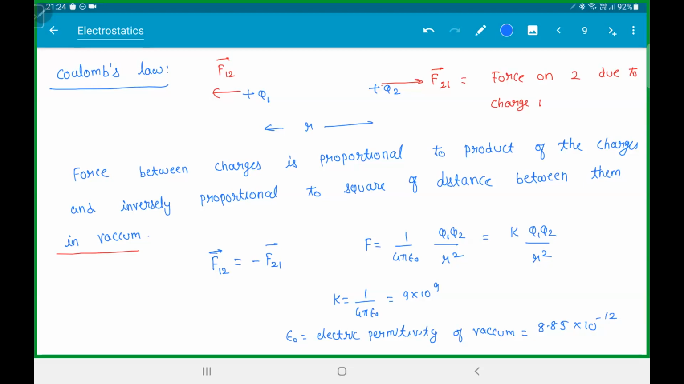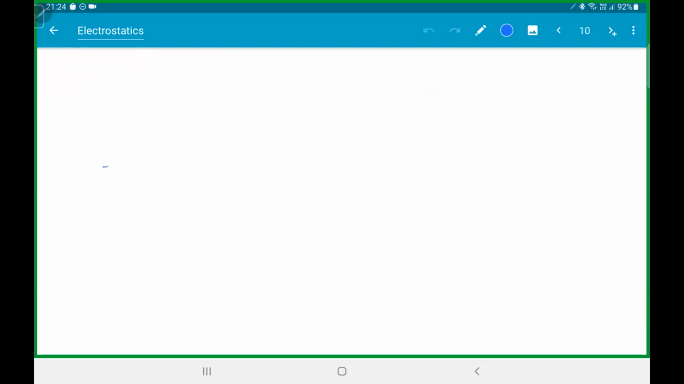If we write this in the vector form, let's say this is Q1, this is Q2. So the force on 2 will be F21. That's the force on 2 due to one charge, which will be K Q1 Q2 by R square, and the vector will be R12 cap, the unit vector. This vector is R12 cap, meaning the vector is going from 1 to 2.